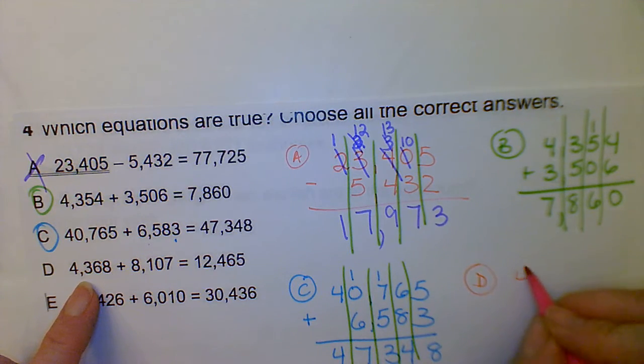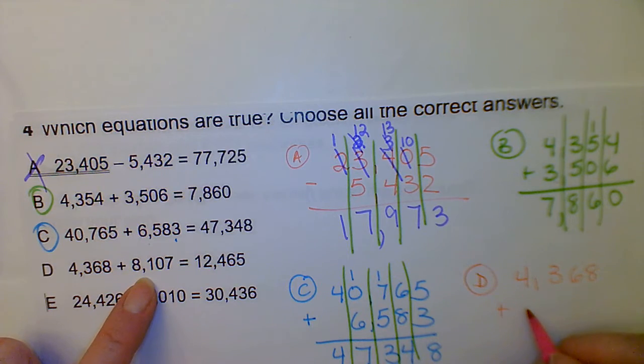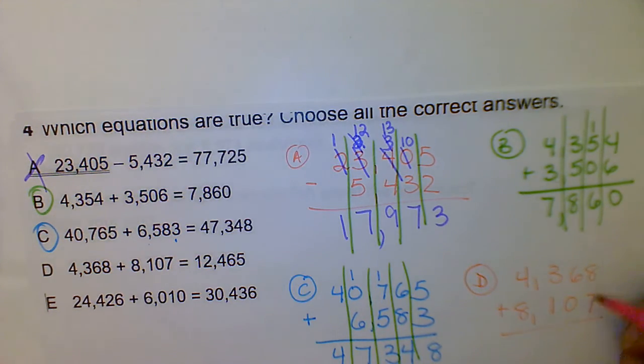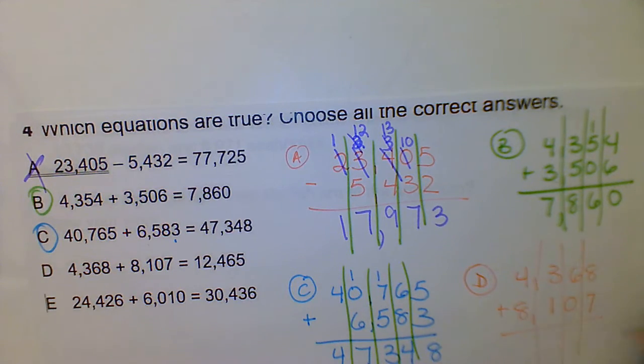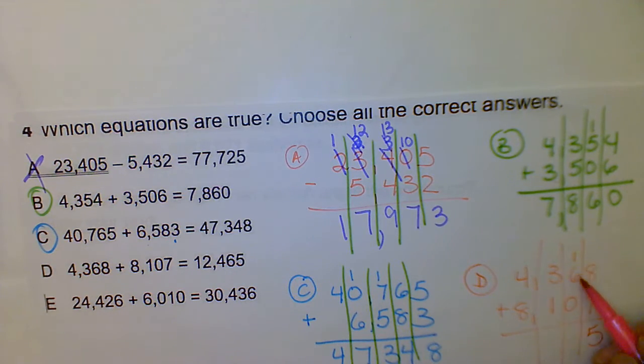And we have 4,368 plus 8,107. I want to keep myself all nice and lined up. 8 plus 7 is 15. I have to regroup. 1 plus 6 is 7. 3 plus 1 is 4. And 4 plus 8 is 12.